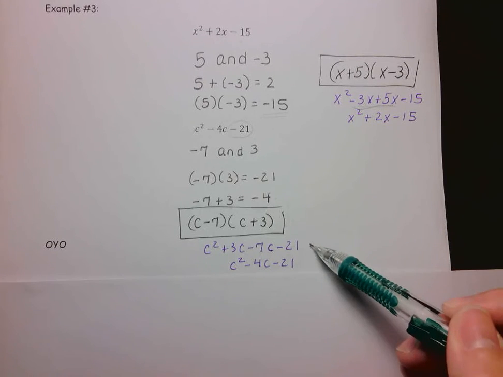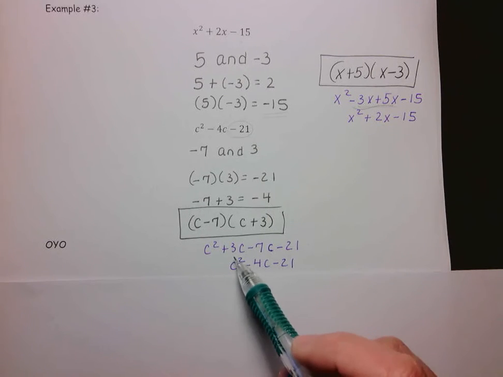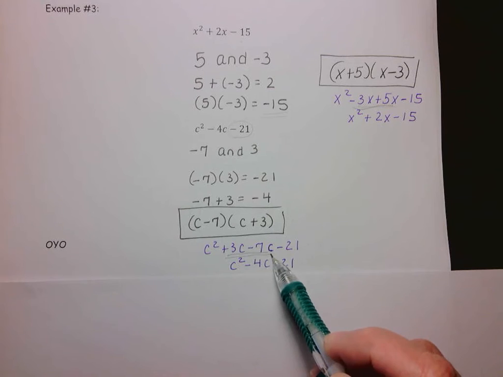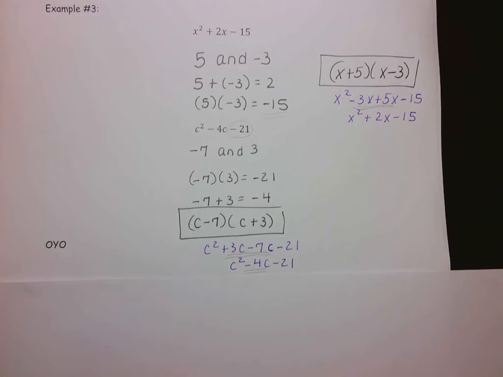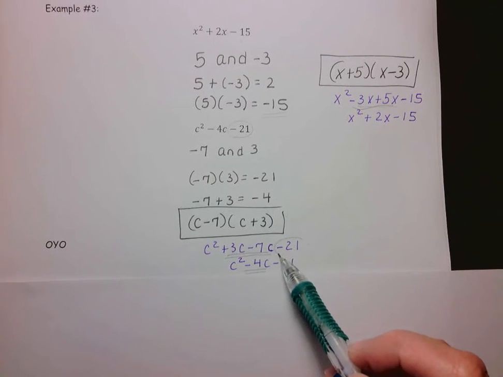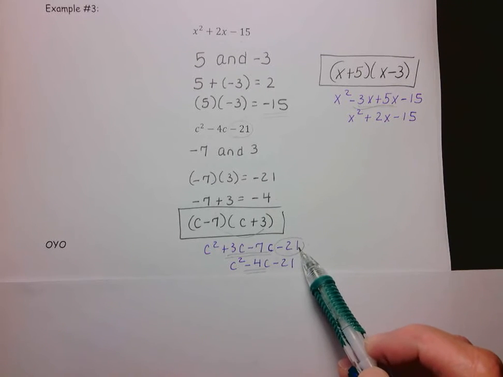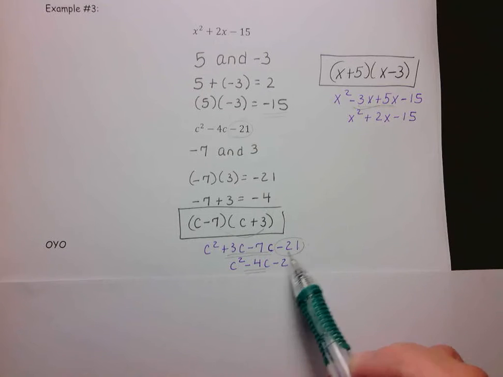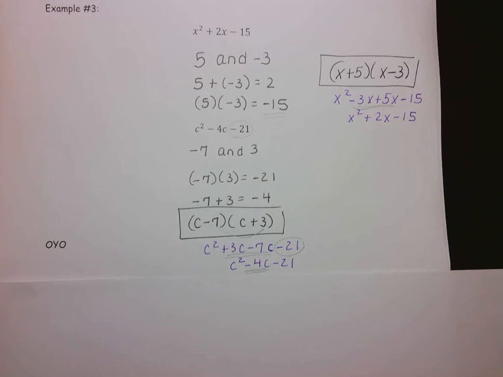And again, I FOILed this out for you so you can see why, when we add the factors together, we get negative 4. When we multiply them together, we're going to get negative 21 because negative 7 times 3 is negative 21. And then when we add them together, we're going to get negative 4. So always FOIL your answer at the end to make sure that you did it correctly.